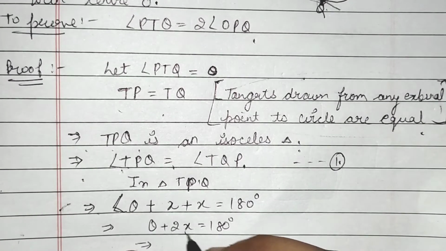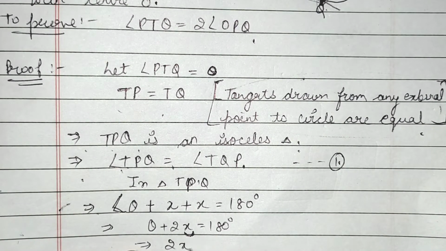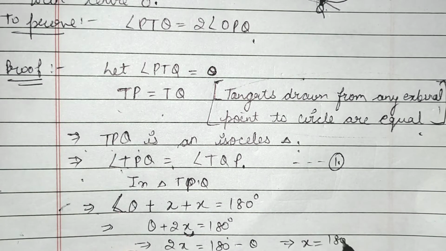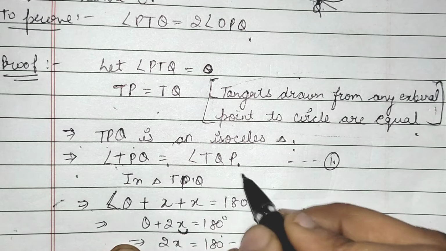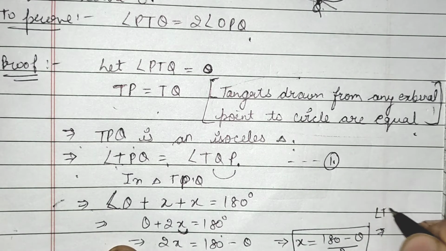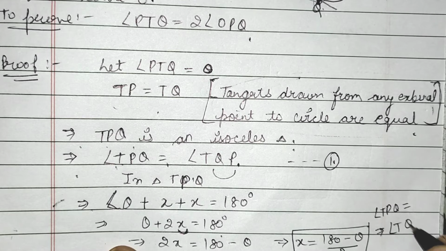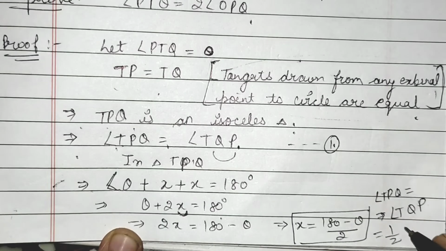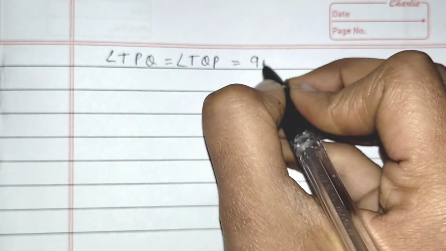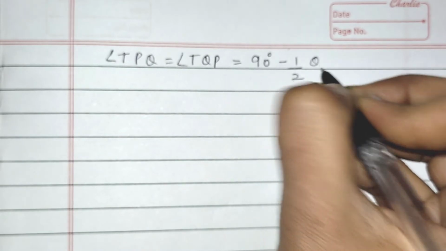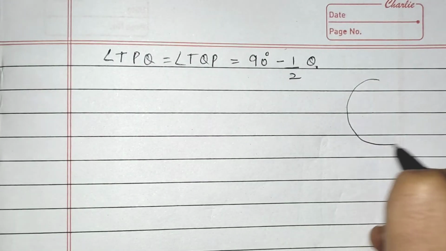So that means my angle x will be equal to how much? 2x will be equal to 180 minus theta. So my x will be equal to (180 minus theta) divided by 2. So that means my angle TPQ is equal to angle TQP, which is equal to half of 180 degree minus theta. So that means my angle TPQ is equal to angle TQP is equal to 90 degree minus half of theta, right? So this was my diagram.